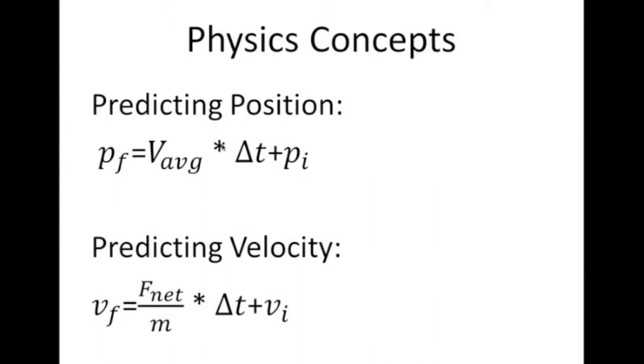To predict the velocity, we did some algebra on Newton's second law of motion by adding the initial velocity to both sides. And the outcome came out as the final velocity equaling the F net, which is the net force, divided by mass times delta t plus the initial velocity.